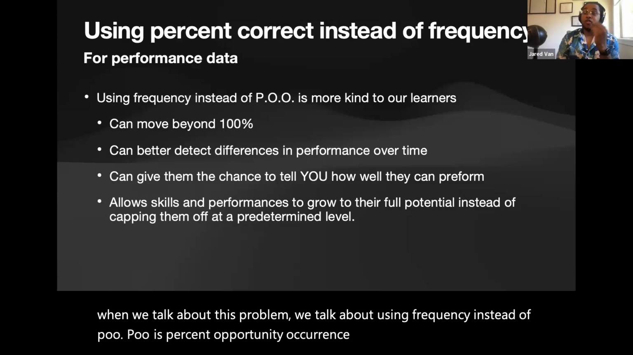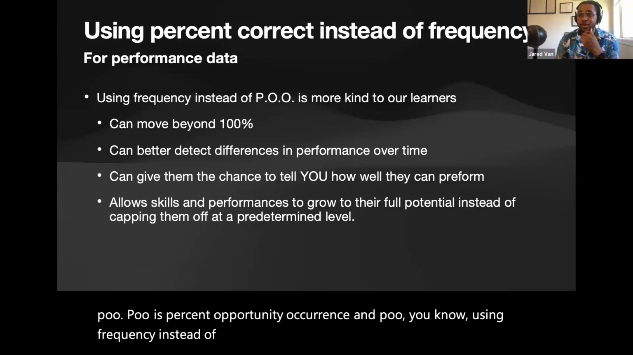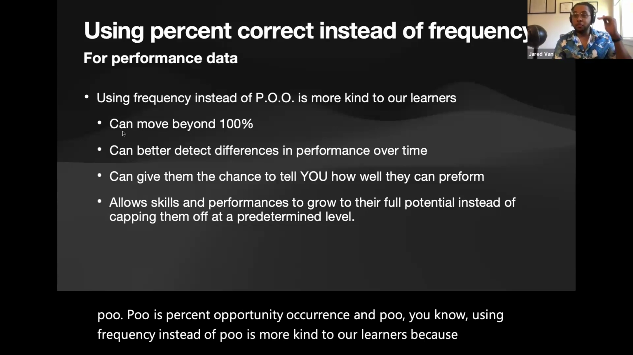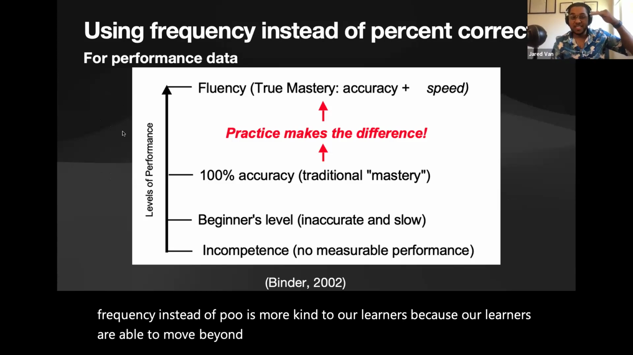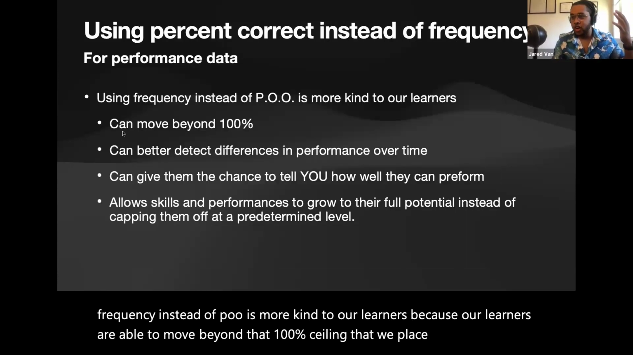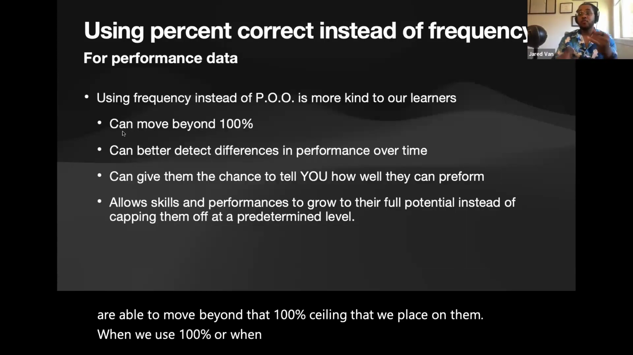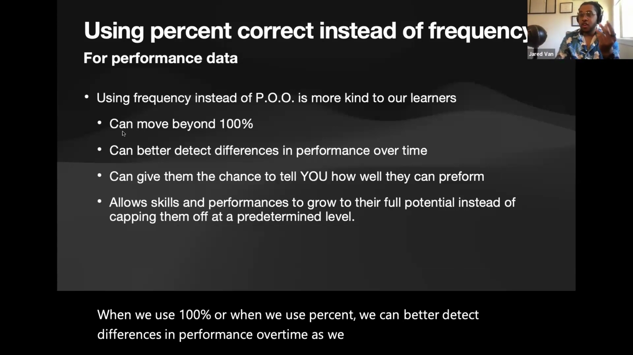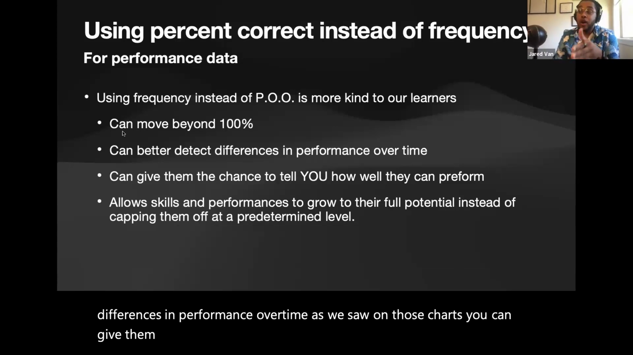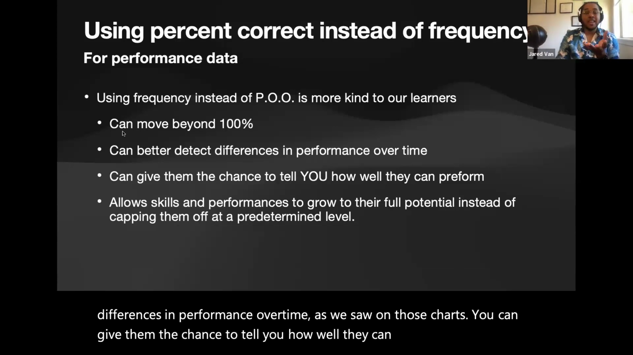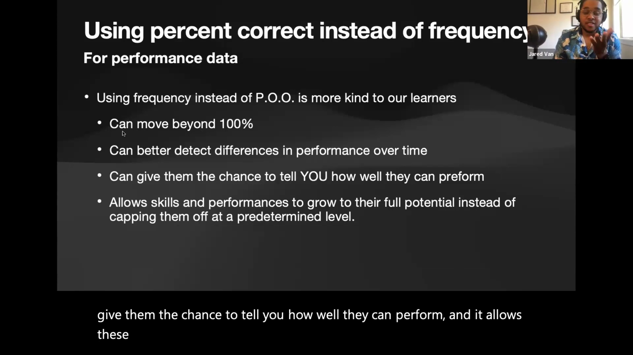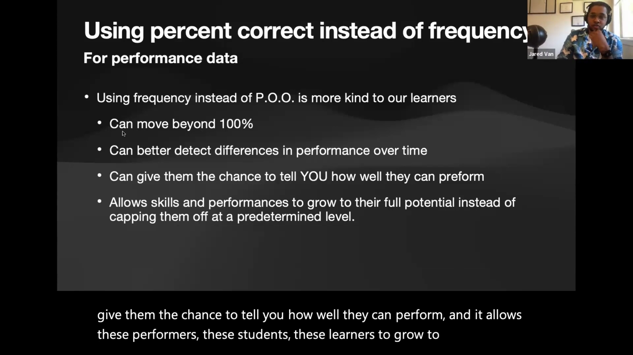Using frequency instead of poo is more kind to our learners because our learners are able to move beyond that 100% ceiling that we place on them when we use percent. We can better detect differences in performance over time, as we saw on those charts. You can give them the chance to tell you how well they can perform, and it allows these students, these learners to grow to their full potential.